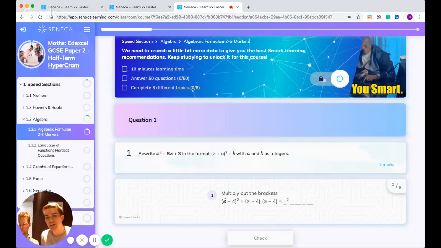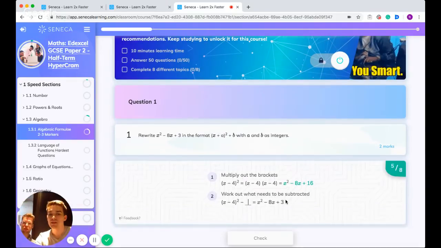In this case you've got minus 8, so half of that is minus 4. So you've got x minus 4, and you just square that. Then you work out what x minus 4 times x minus 4 is. That would be x squared minus 8x plus 16.